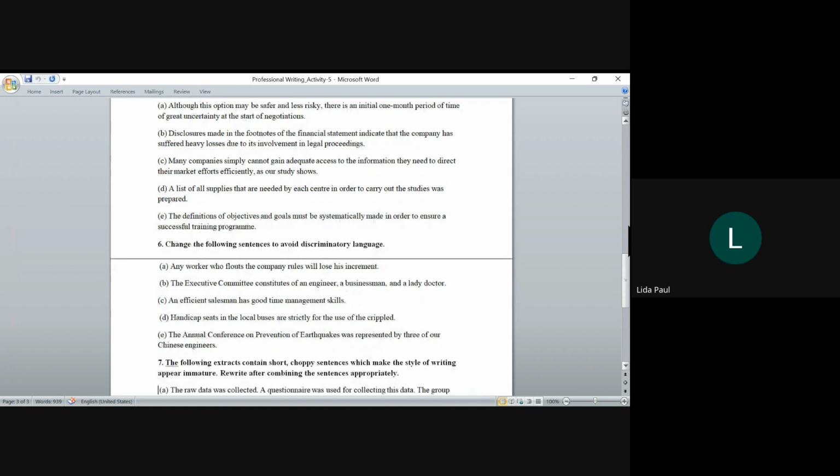Okay, now the next one is also very, very important. Read the question. This is number 6. Change the following sentences to avoid discriminatory language. We very briefly discussed it in the very beginning of this session while we were discussing formal and informal language. So I showed you a list of instances that can make your language informal, right? So remember we spoke of colloquialism, slang, jargons, right?